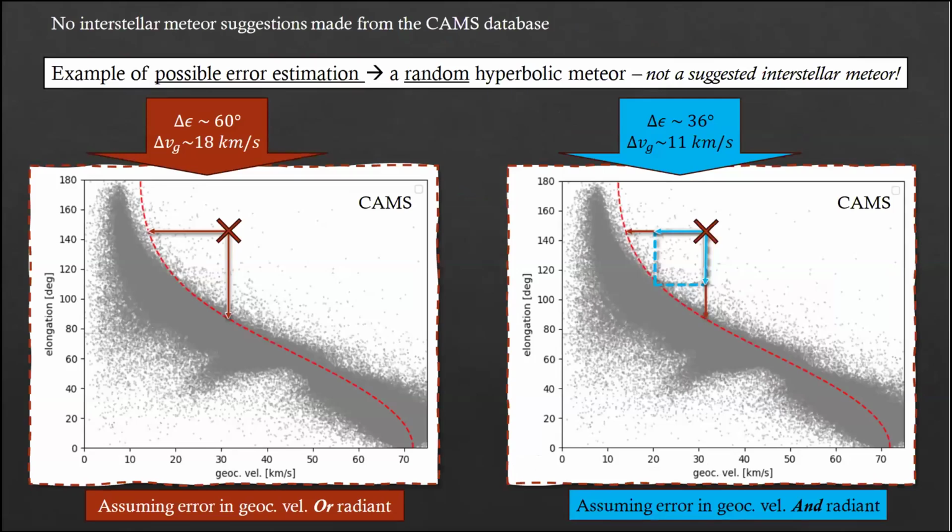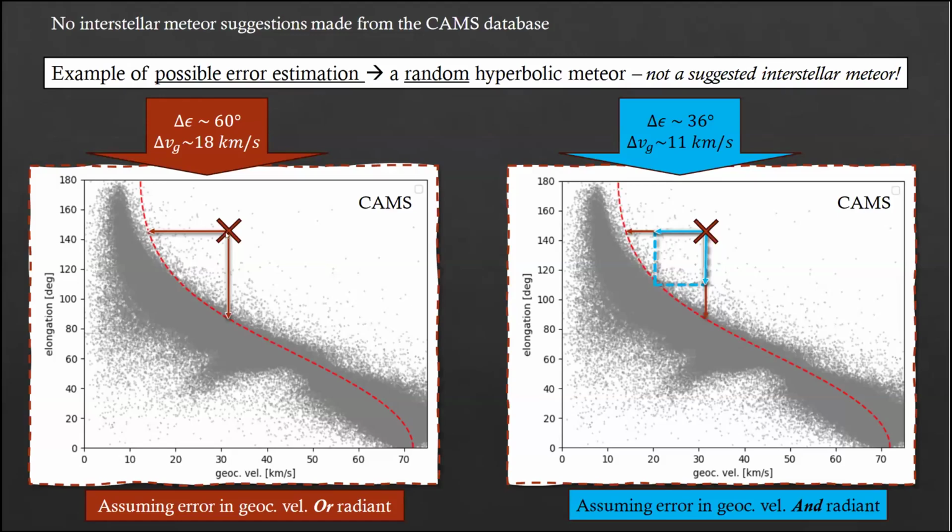And let's see what it means for individual cases. So let's pick a random point, a random meteor. I need to stress that this is really a random hyperbolic meteor. It is not a suggested interstellar meteoroid. In fact, there were none that I know of suggested from the CAMS database. And so let's assume that this is a hyperbolic meteor which became hyperbolic due to errors.